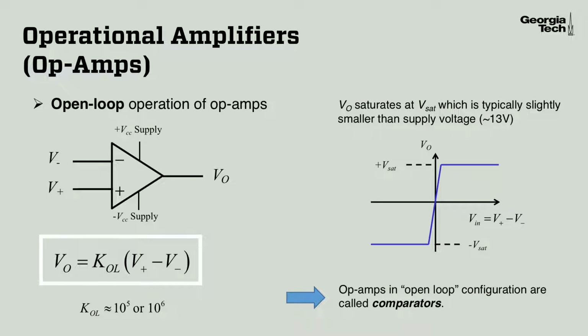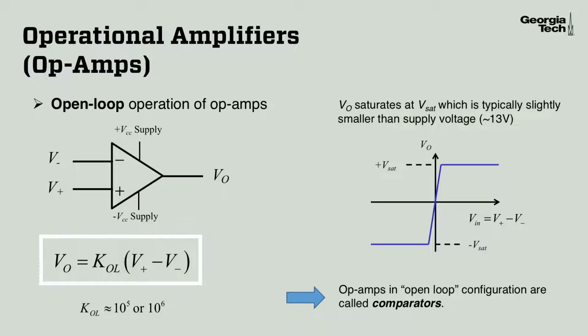The first way we can use an op-amp is in something called open loop operation. In open loop operation, we directly provide inputs to the inverting input and the non-inverting input. The output voltage, VO, is then computed as the difference between the non-inverting input and the inverting input multiplied times some scalar gain, K OL, or K open loop. For op-amps, K open loop is usually a very large number, like 10,000 or 100,000. So this gain is extremely high.